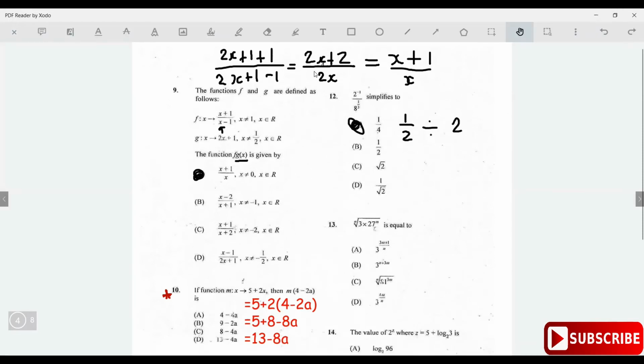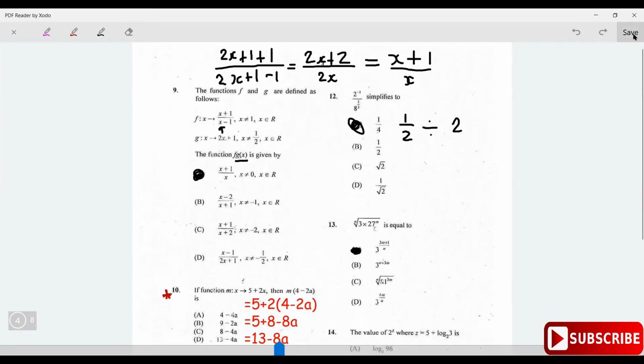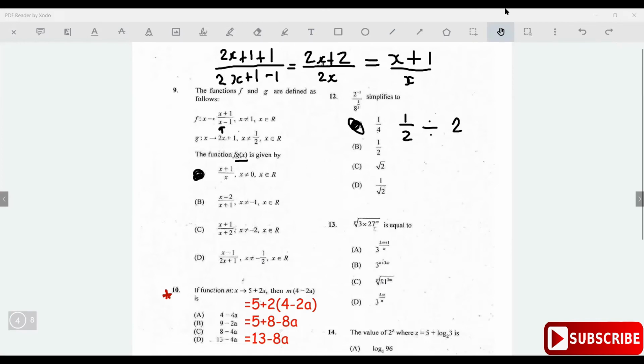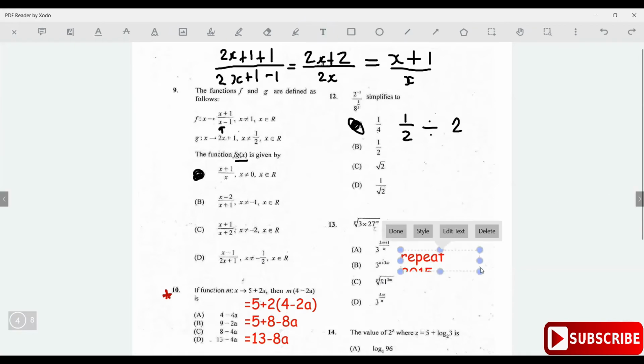All right, now this one is a repeat. We all know this by now, it is 3m plus 1 over n. This is a repeat, and this is a repeat of which year? 2015, I believe. Repeat of 2015. We've done this so many times. Nice and easy.